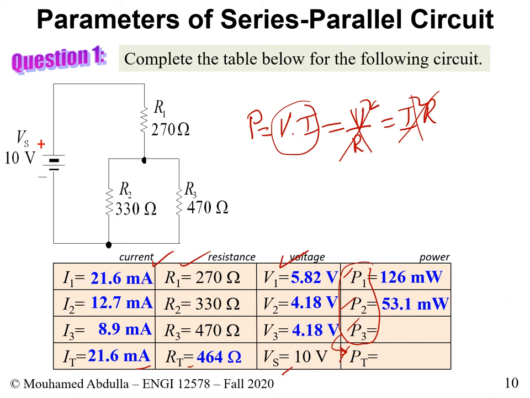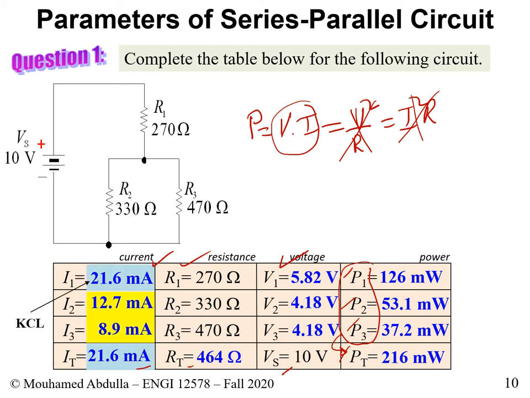If you do it for resistor 2, it is 53.1 milliwatt. For resistor 3, it is 37.7. And for the total, like we said, we could simply add that, or else you could simply multiply these two guys together, and you'll get a total dissipated power of 216 milliwatts.